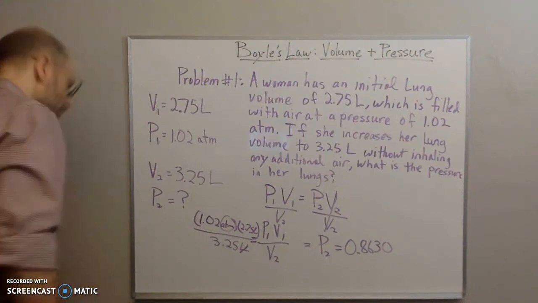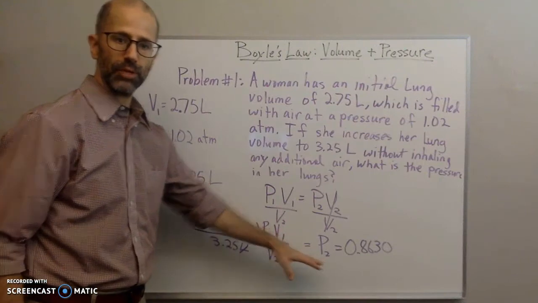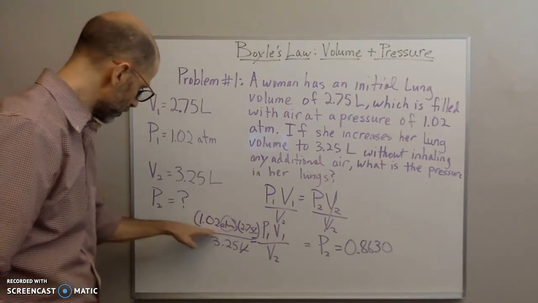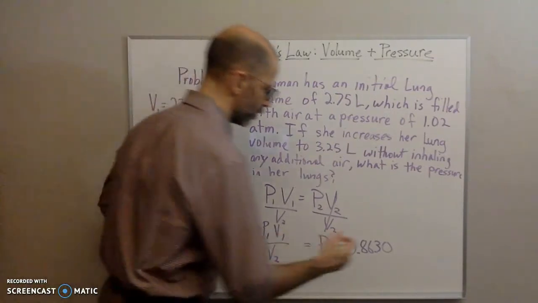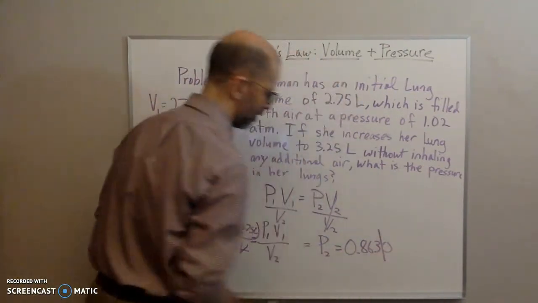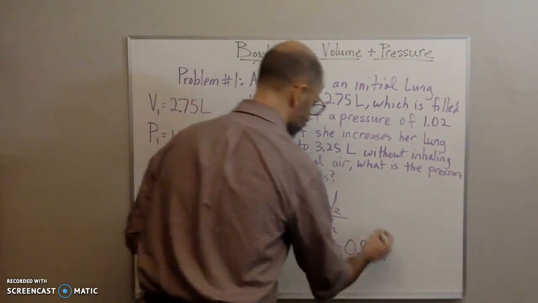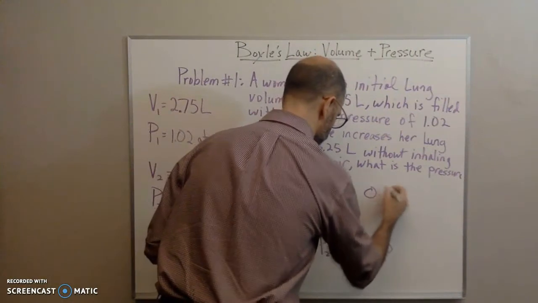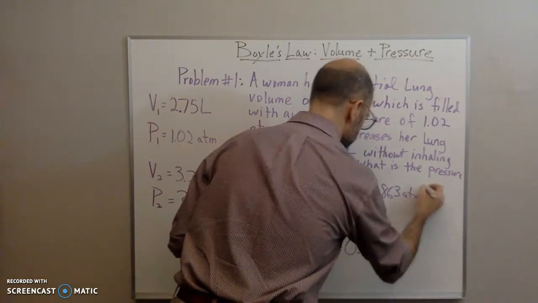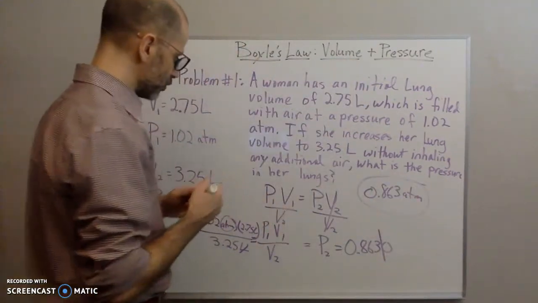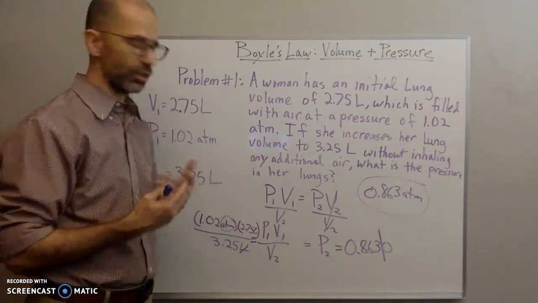And so now I have to make sure I have the proper significant figures. So I have 3 sig figs here, 3 here, 3 here. So I can only keep 3, so I gotta drop it there. And this is gonna be atmospheres. So the final answer is 0.863 atmospheres. And you can check your answer by thinking about the inverse relationship between pressure and volume.